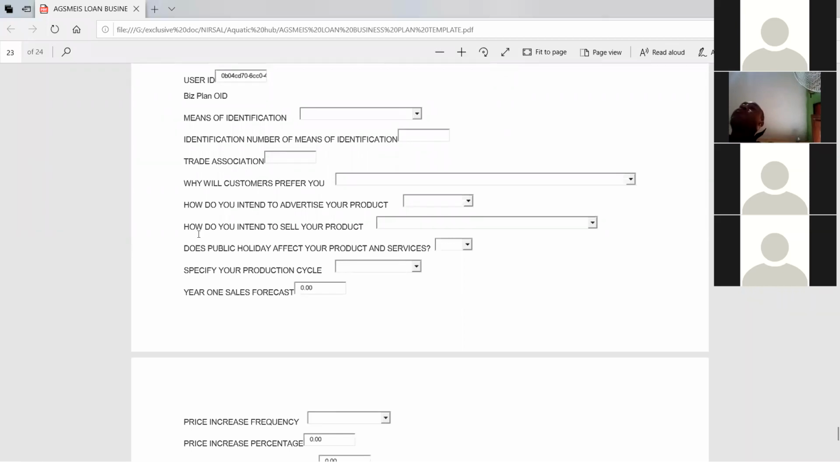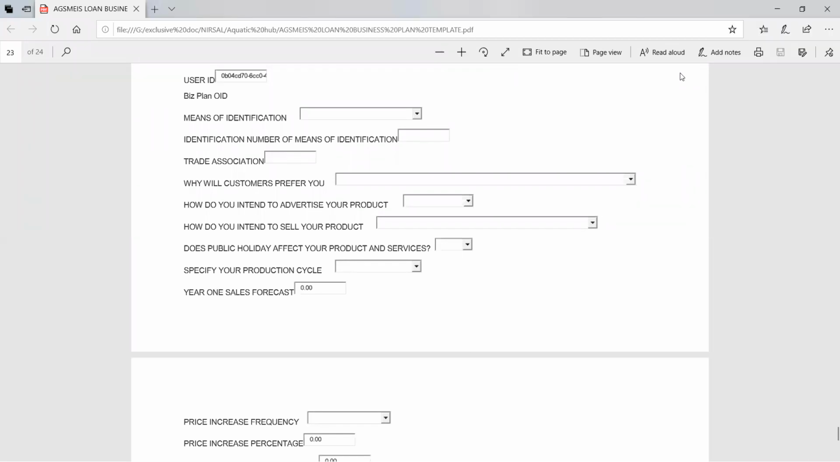Now, how do you intend to sell your product? Are you going to use delivery channels like online or distributors? You click on the icon and select any of the distribution channels that you are going to use. Then also public holidays. If you are going to be observing public holidays, you are also going to include it here too.